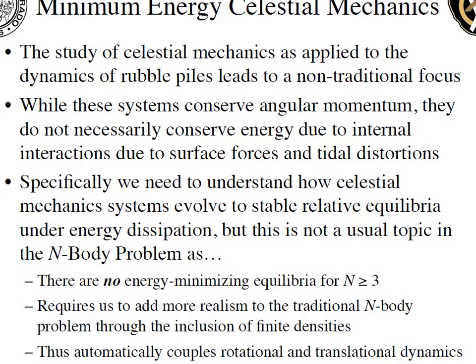While these systems conserve angular momentum, they do not necessarily conserve energy, because there are internal interactions due to surface forces and tidal distortions which dissipate not just small amounts of energy, but very large amounts of energy, and can bring the entire system down to lower and lower energy values. Specifically, what we want to understand is how these celestial mechanics evolve to stable relative equilibria under this energy dissipation. But this is not a usual topic in the n-body problem, because in the formal n-body problem, there in fact are no energy minimizing equilibria for n greater than or equal to 3.